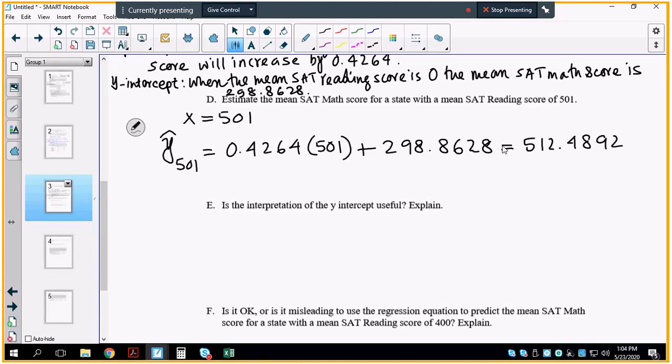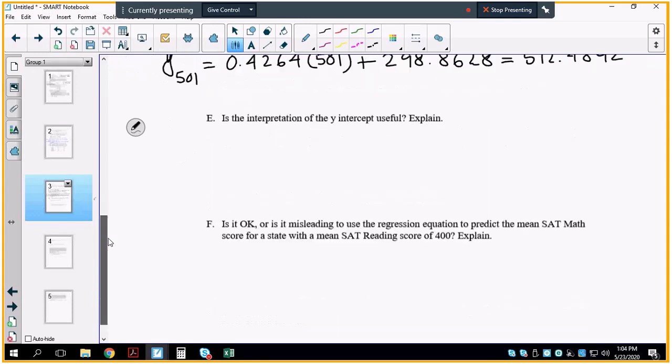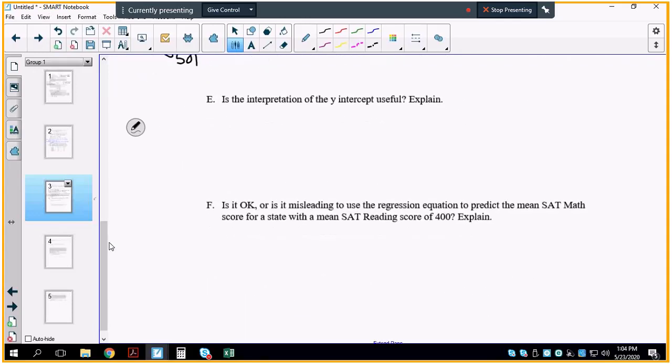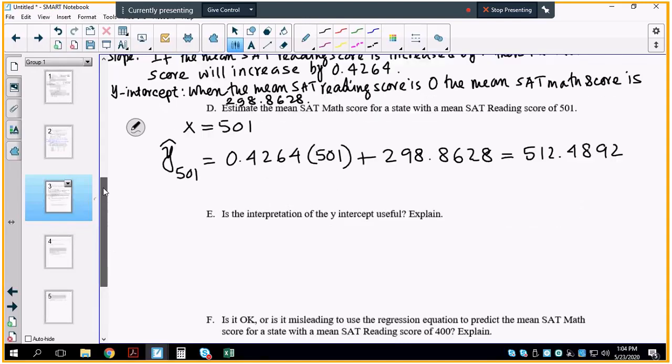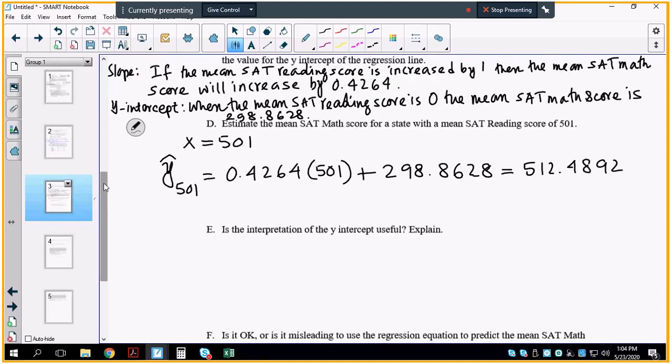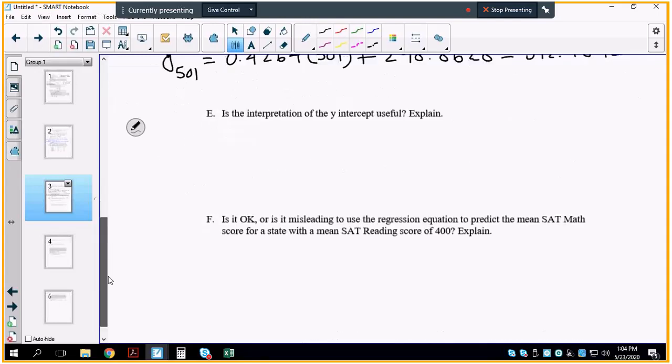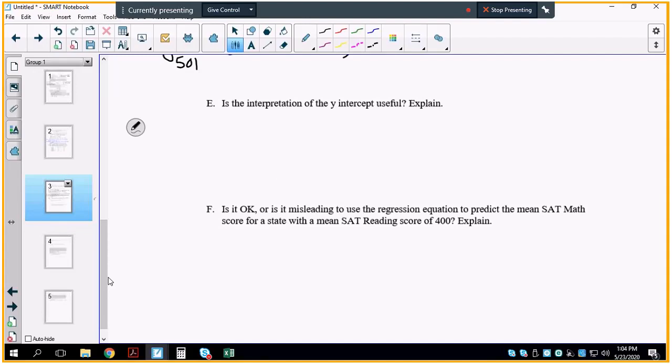So that is the prediction or the estimation of the mean SAT math score. I'm done there. The next problem is asking me, is the interpretation of y-intercept useful? Explain. So remember, the interpretation of the y-intercept was when the mean SAT reading score is 0, the mean math score is 298.8628. It is not useful. So first we'll say that no, it is not useful.